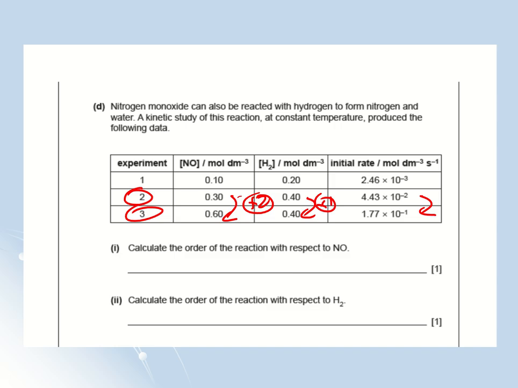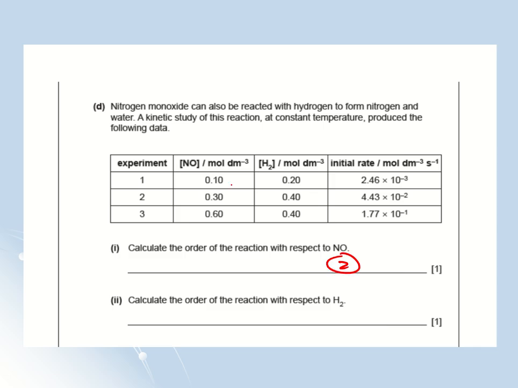So minus 1 divided by 4.43 times 10 to the minus 2. Okay, so that's gone by a factor of 4. So that means this is double factor 4. Therefore, my nitrogen monoxide is second order. Okay, so that's definitely second order.